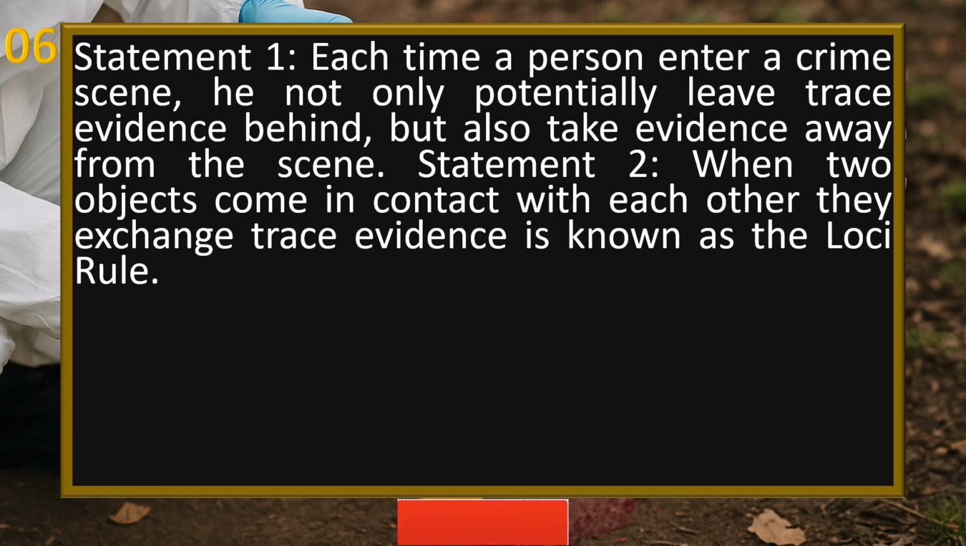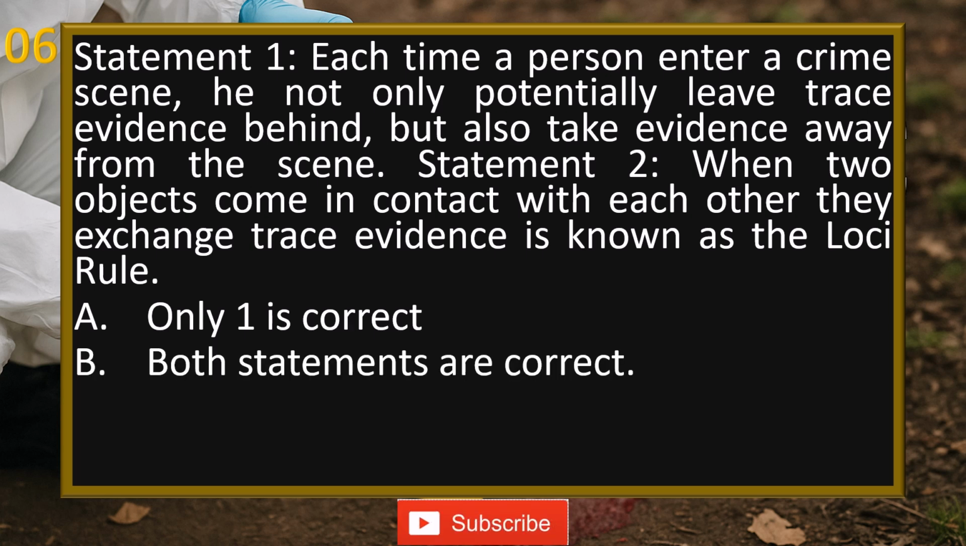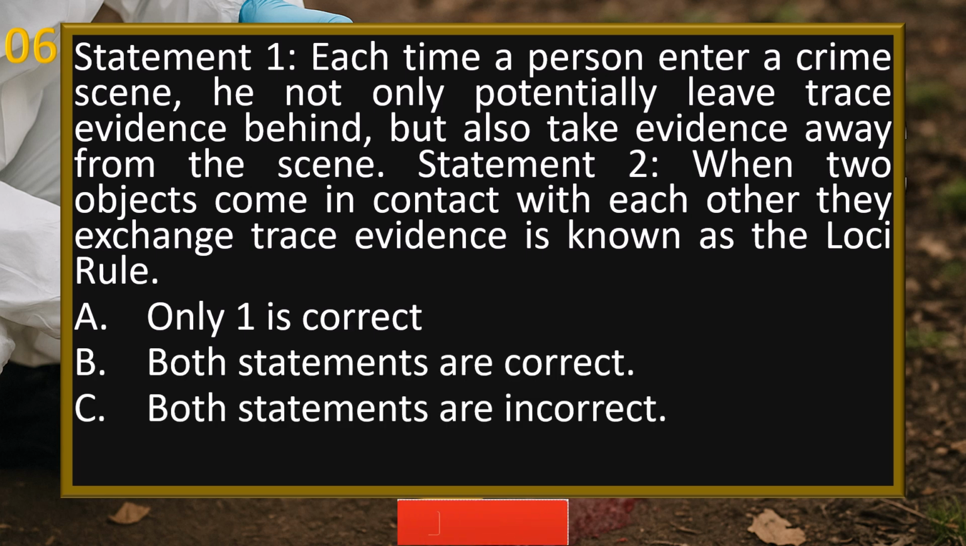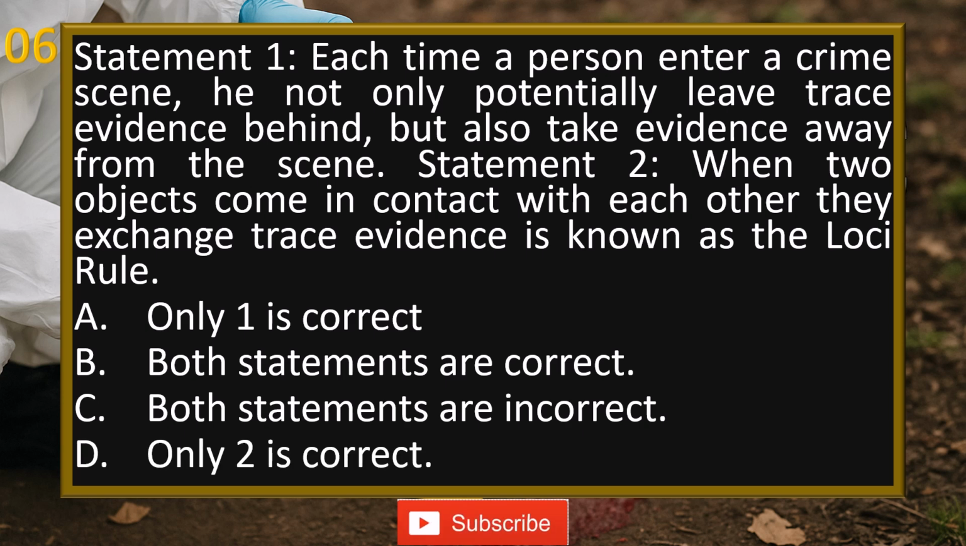Statement 1. Each time a person enters a crime scene, he not only potentially leaves trace evidence behind, but also takes evidence away from the scene. Statement 2. When two objects come in contact with each other, they exchange trace evidence, is known as the Loci rule. A. Only one is correct. B. Both statements are correct. C. Both statements are incorrect. D. Only two is correct.